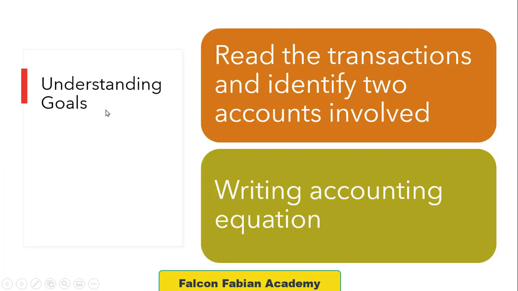So what would you learn in this session? Well, by the end of this session, you will be able to read the transactions and identify the two accounts involved in it. Accounting is based on the double entry system of bookkeeping, and as per the double entry system, every transaction has two aspects, a debit aspect and a credit aspect. What to debit and what to credit is what we would learn in future videos when we'll be doing rules for recording the transactions. Right now, we're just trying to read the transaction and identify the two accounts involved, and then the next thing that you would be able to do is to write an accounting equation for this transaction.